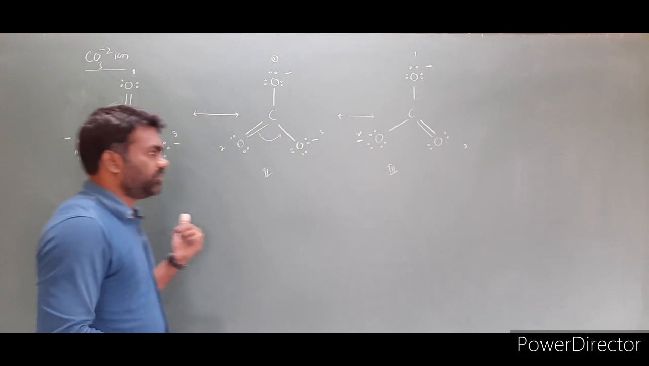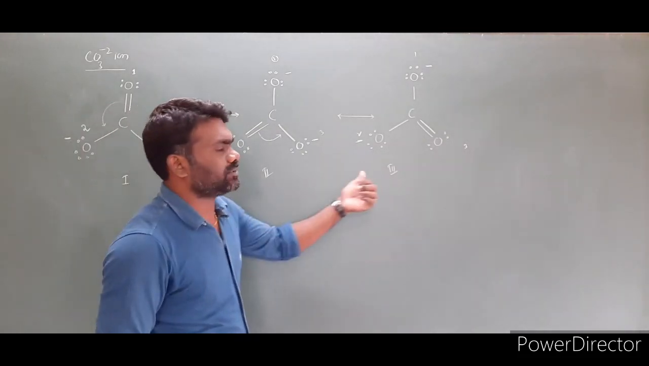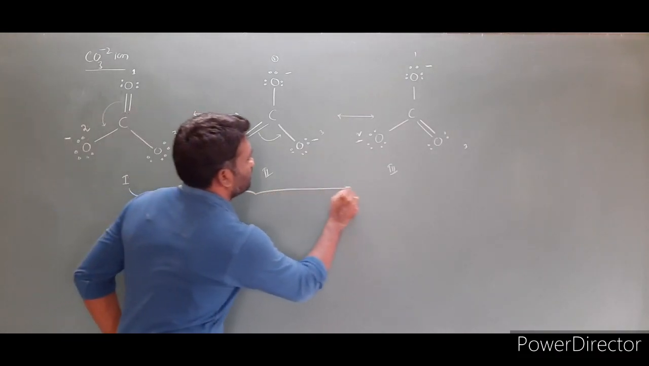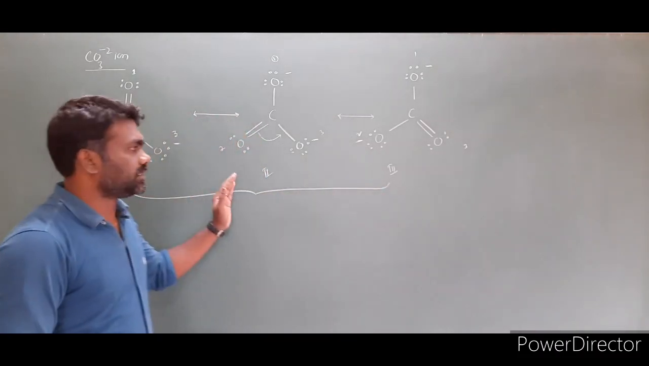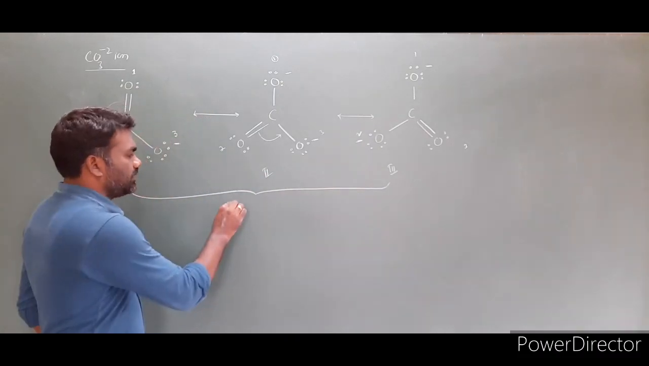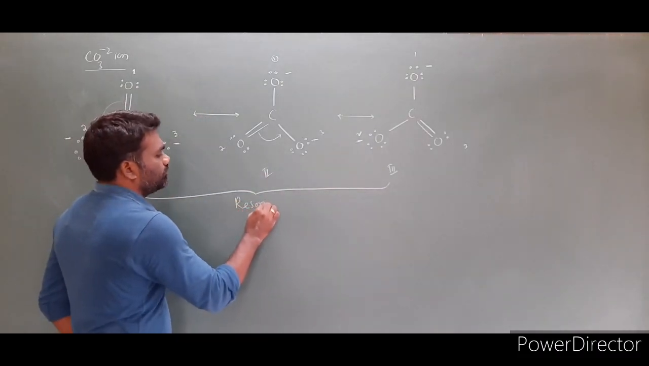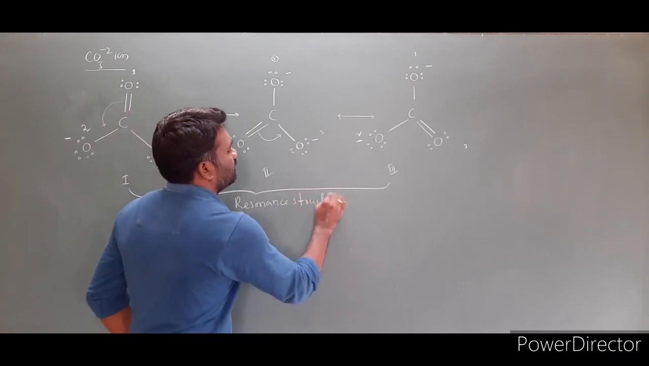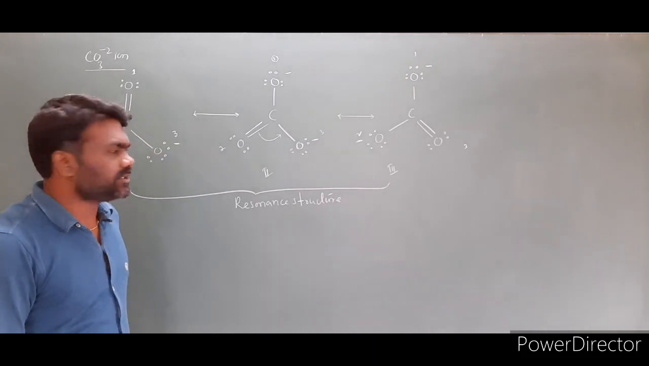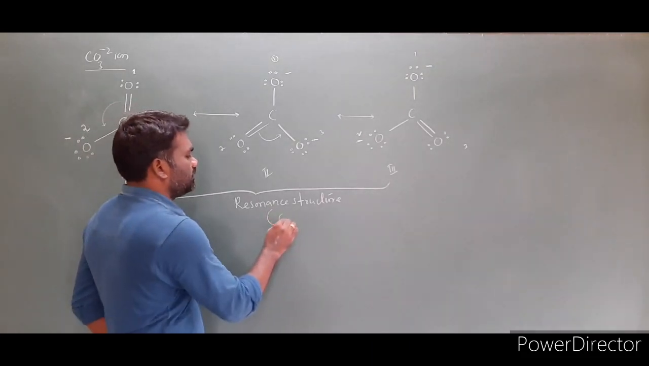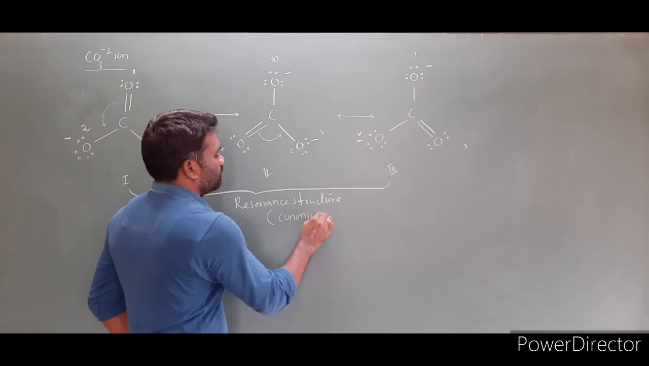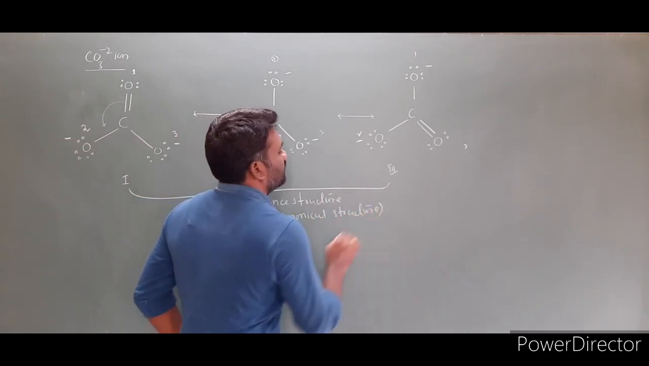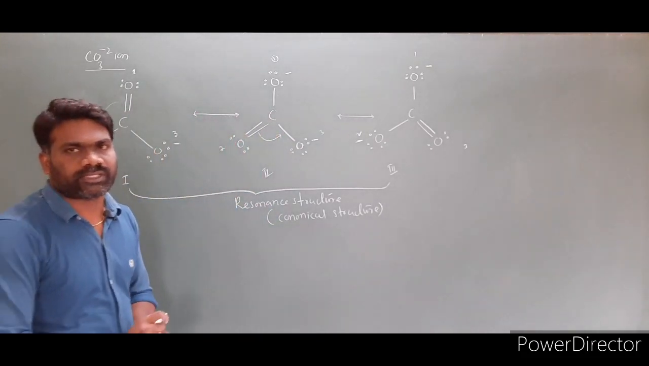These three structures, first structure, second structure, third structure, we have to call, as I previously said, resonance structures. These three structures are called resonance structures. They are also called canonical structures.